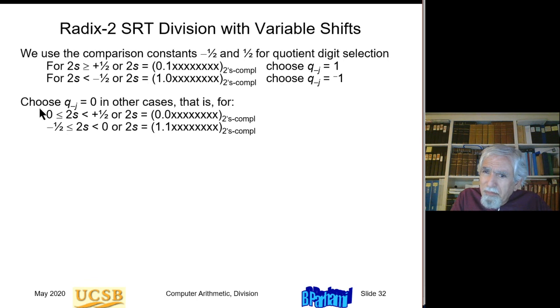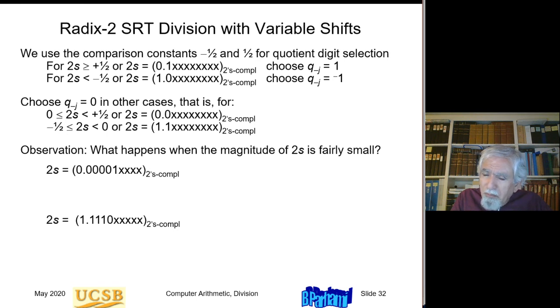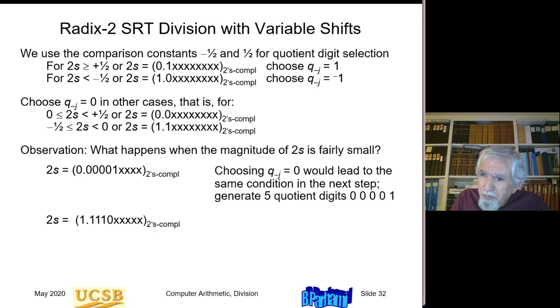So whenever 2s is greater than or equal to 1/2, or less than negative 1/2, we choose these. If it's less than 1/2 in magnitude, or greater than negative 1/2 but less than 0, these two cases, I choose 0 as the quotient digit. But then I would immediately be shifting this to the left. So if this next digit is also 0, I will be faced with the exact same condition. So in the top example here, you see there are 4 zeros. So I can generate 5 quotient digits at once, 4 zeros corresponding to these 4 zeros, and then a 1. So in one cycle, I generate 5 quotient digits instead of just 1.